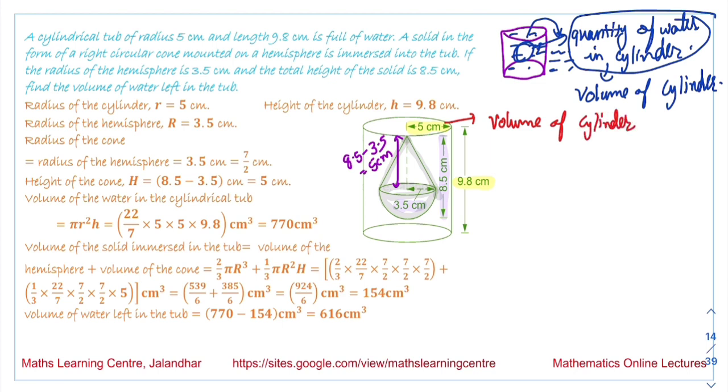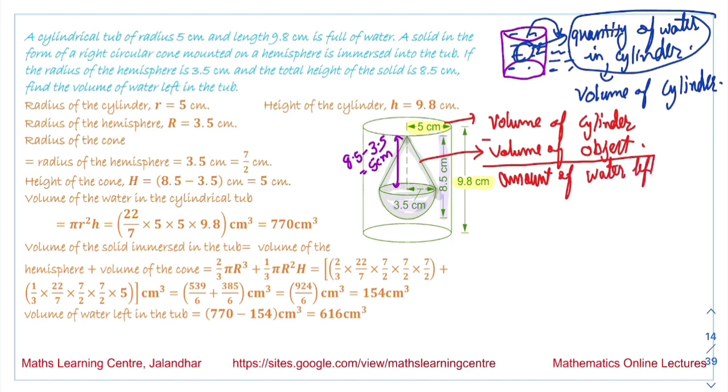Next, we are saying how much is the volume of this object. If we subtract these two values, we will get the amount of water left, because the amount of water displaced will be equal to the volume of the object. Now the formula for the volume of the cylinder is pi r square h, and the volume of this object is made up of two things.